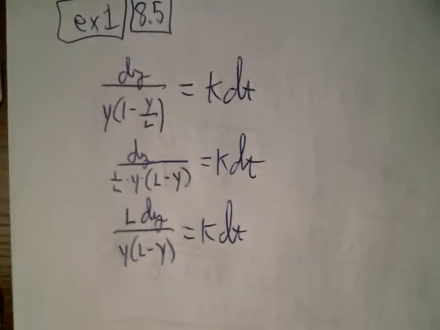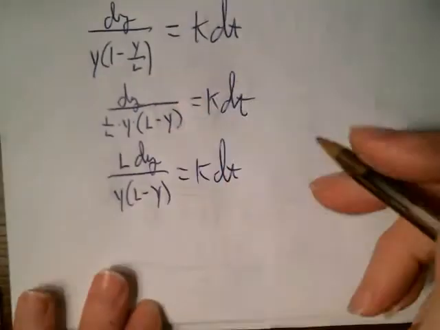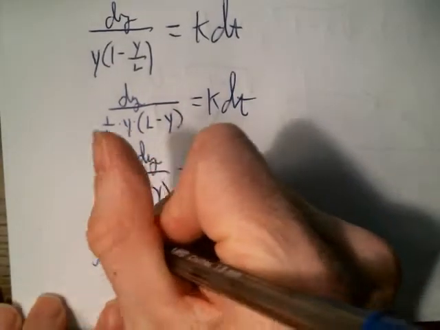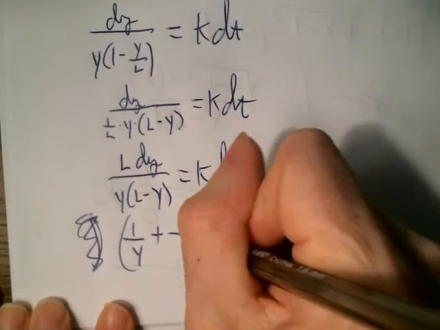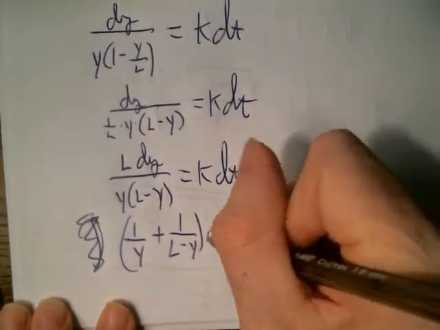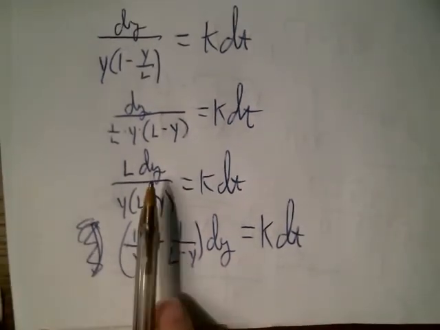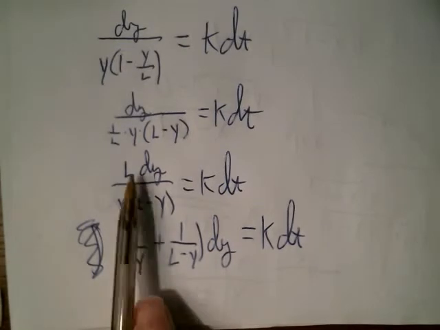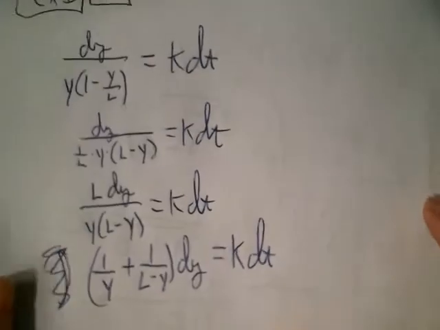Okay, and now they do this partial fraction decomposition, which is basically just a way of undoing finding a common denominator and adding together. So what we'll do is break apart this fraction, and the end result, which may be kind of mystifying at this point, will be 1 over y plus 1 all over L minus y dy, and that'll equal k dt. So if you've not seen partial fractions, we'll do it later, but for now, just please trust me that this is equivalent to this. Okay, so now it's broken down into that form.